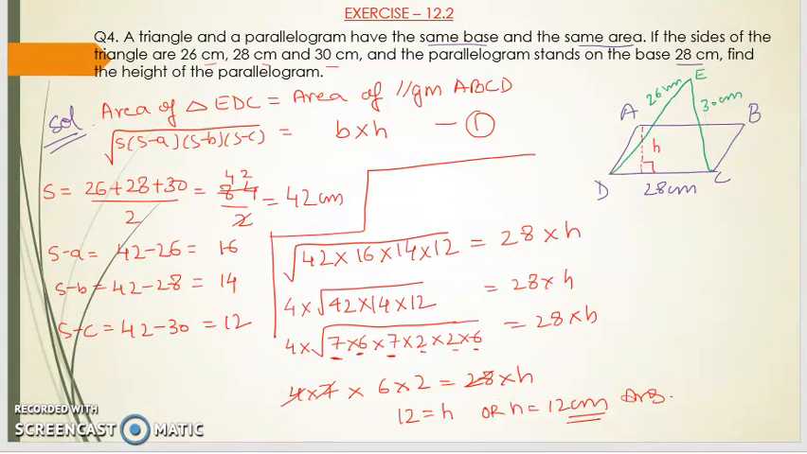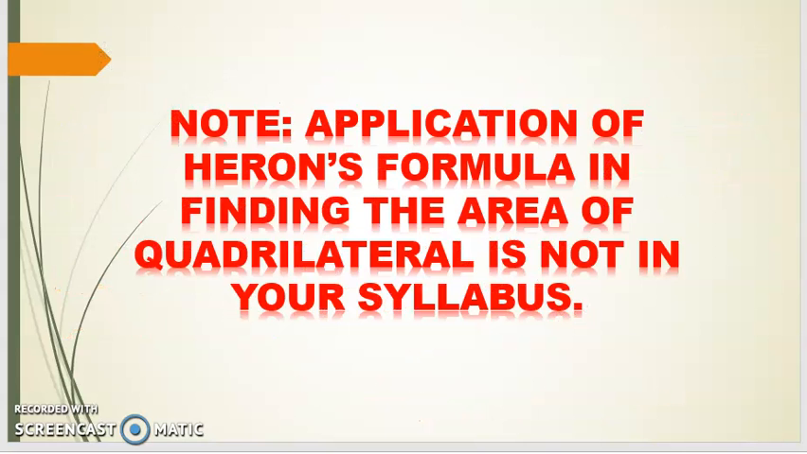And one more thing, students, you have to keep in mind: application of Heron's formula in finding the area of a quadrilateral is not in your syllabus. Okay, application of Heron's formula in finding the area of a quadrilateral is not in your syllabus. So in this exercise we will do selective questions. Okay, so whichever questions I am doing, you have to do those. Okay, and you have to repeat them. First understand how I'm solving, then repeat them without seeing the solution. Okay, and we will do selective questions in this exercise.